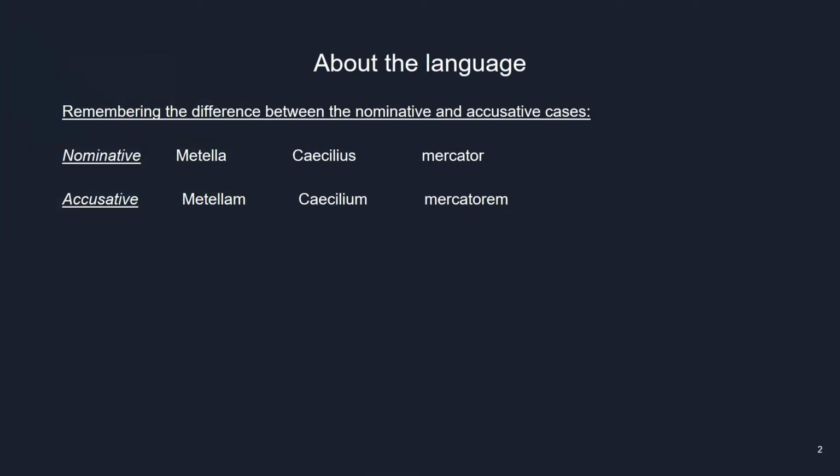So, about the language. We have looked at two cases so far, the nominative case and the accusative case. The nominative case is used for the subject of a sentence, such as Metella, Caecilius, or Mercator, and the accusative case is used for the object of the sentence, so Metellam, Caecilium, and Mercatorem. So you can see how these all differ.